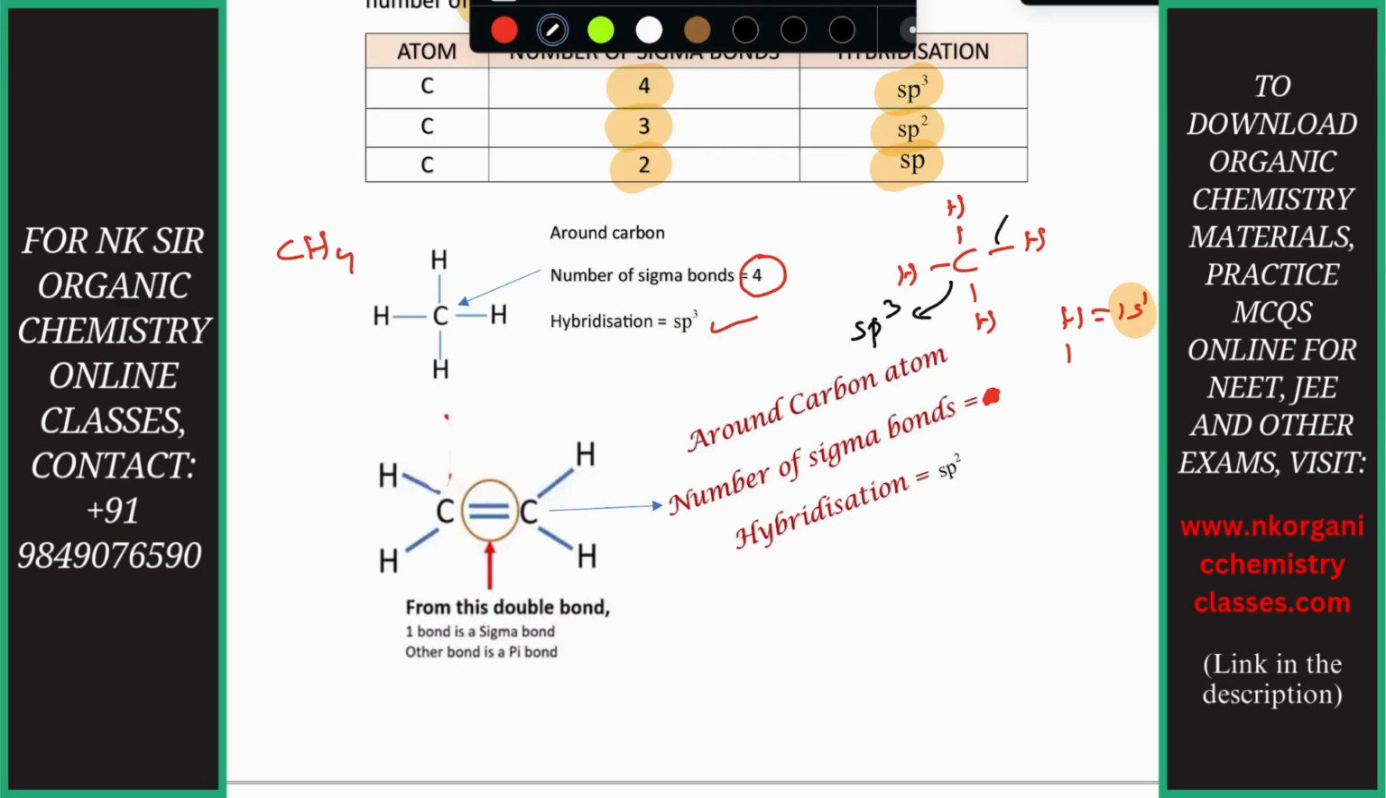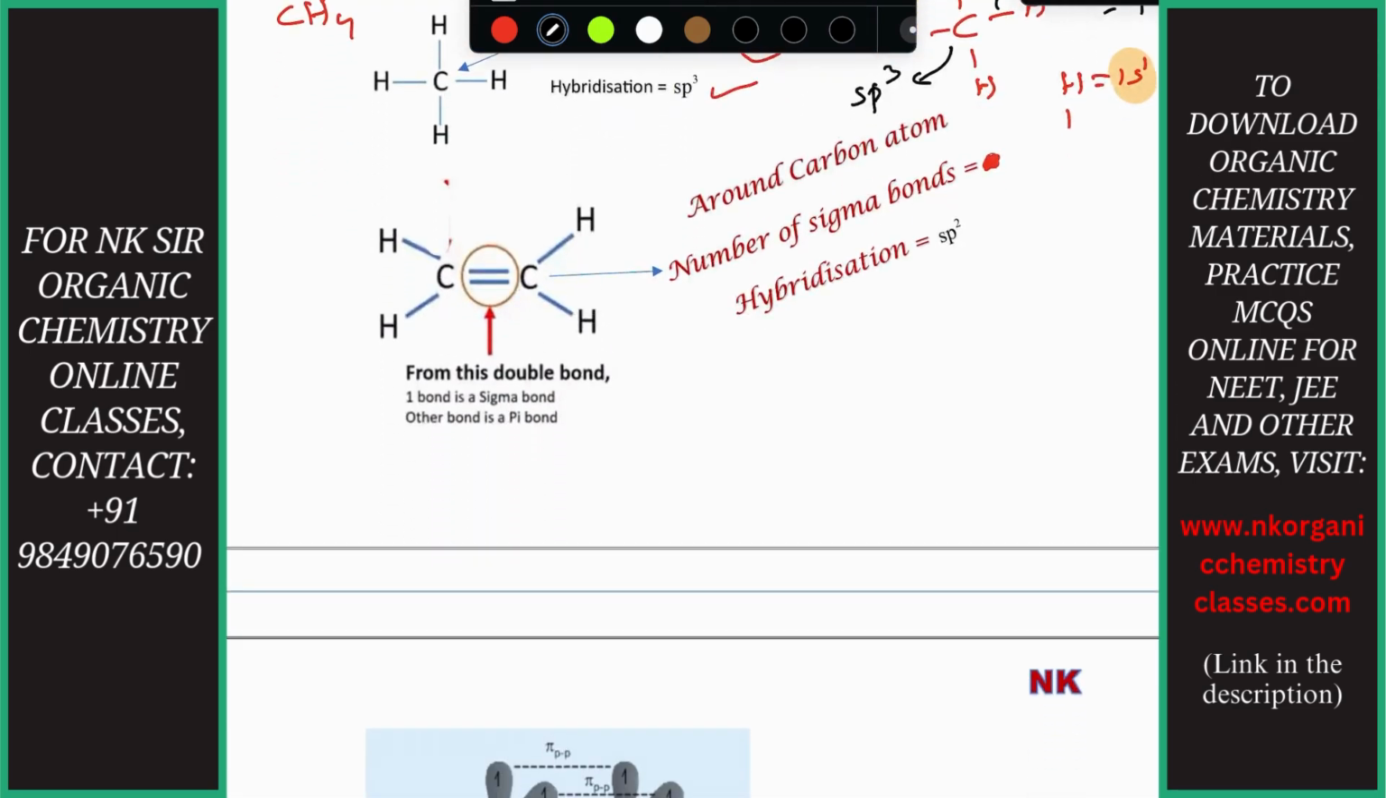So this sigma bond is formed due to the overlapping of sp3 and s. I hope it is clear. Such type of sigma sp3-s bonds, how many are there? 4. Very good, students. Now let us try to understand one more example, that is C2H4, ethene.